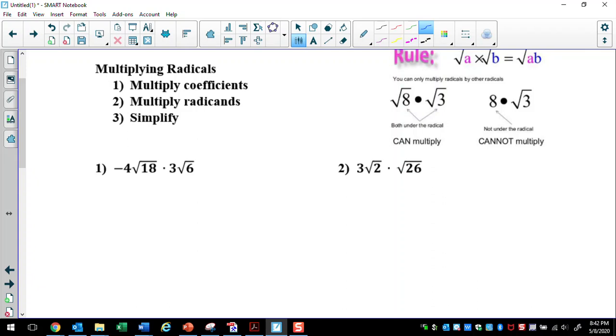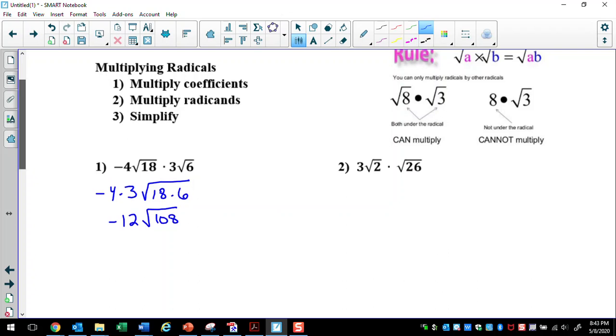I'm going to take this problem here, and I'm really going to do negative 4 times 3. Okay, so multiply the 2 coefficients together. And then I'm going to do 18 times 6. Alright, so I get negative 12. And then I'm going to go to my calculator, and 18 times 6 gives me 108. Now I need to simplify.